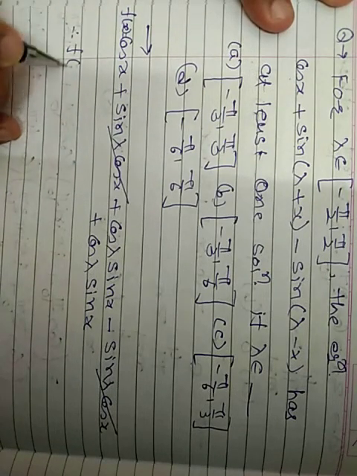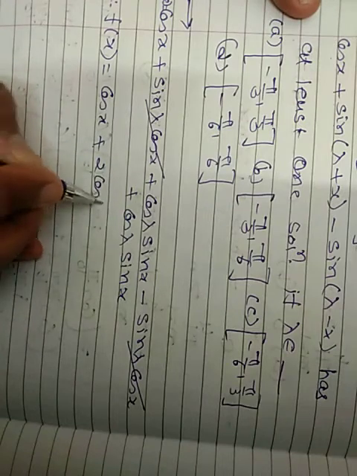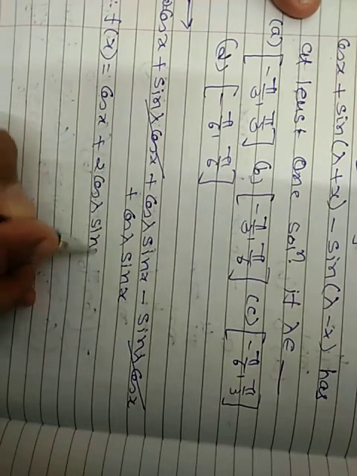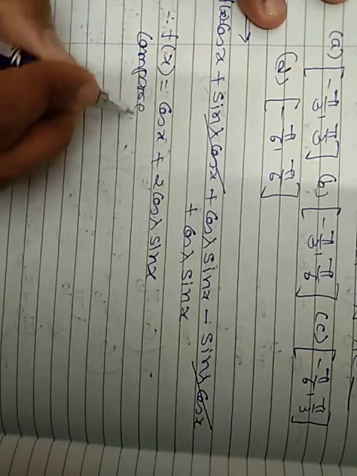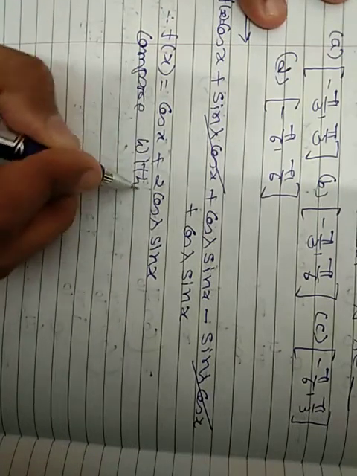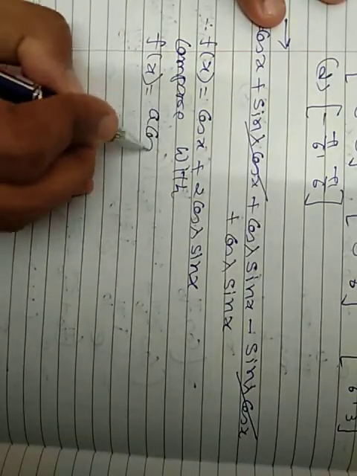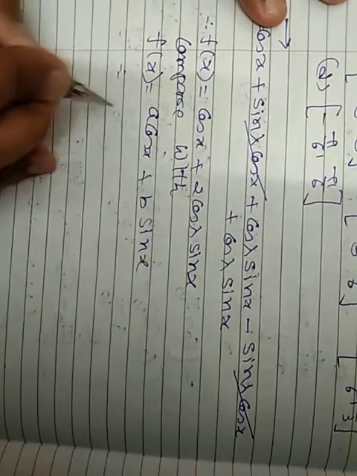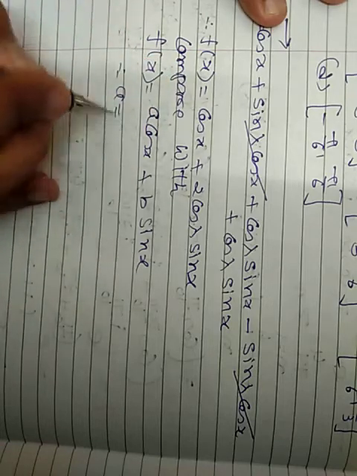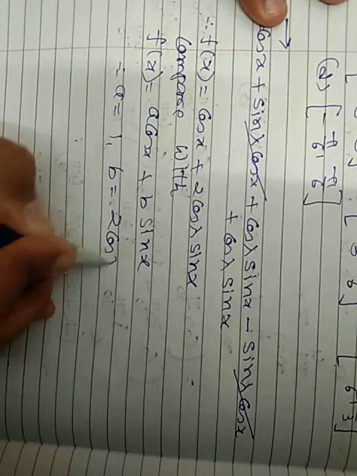Therefore f(x) equals cos x plus 2 cos lambda sin x. Now compare with f(x) equals a cos x plus b sin x. Therefore a is equal to 1 and b is equal to 2 cos lambda.